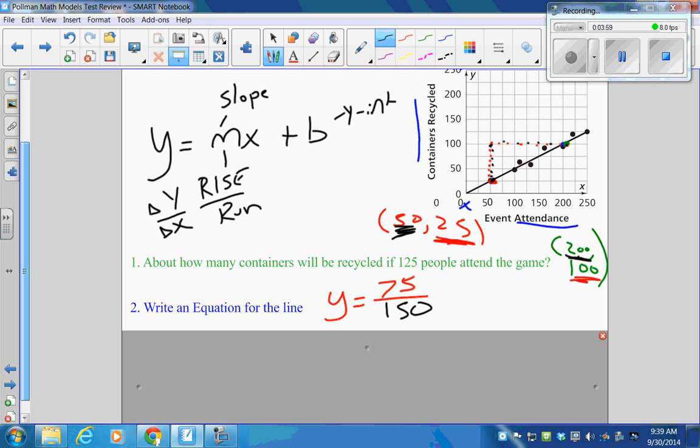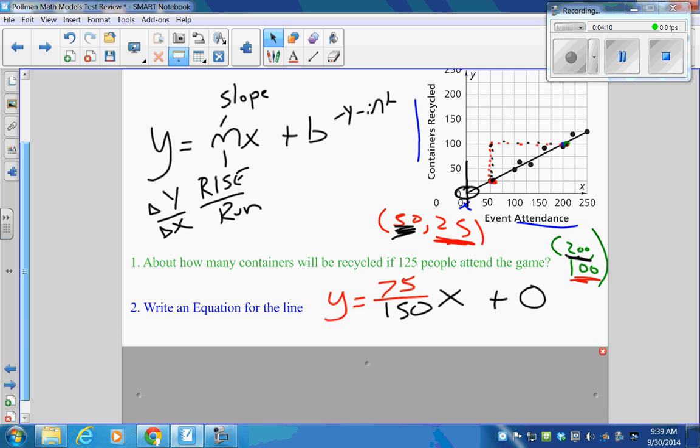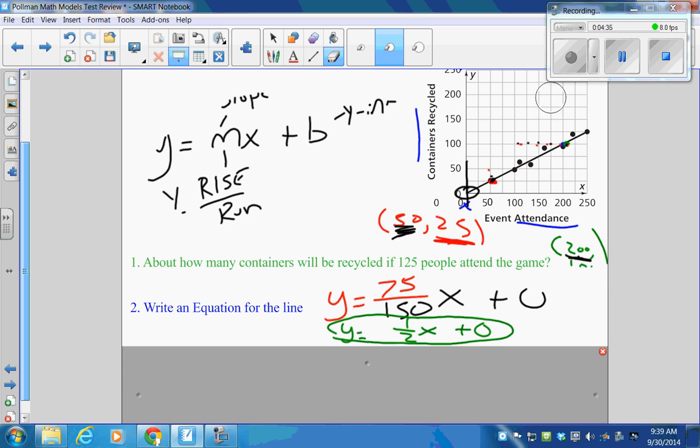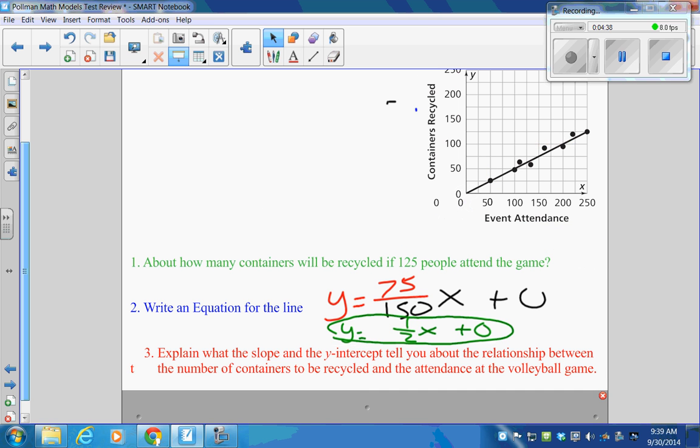So that's my slope. X always goes next to slope, and my y-intercept is right there where it crosses my y, and that is 0. So when I reduce that, my final equation is y equals 75 is 1/2 of 150, so y equals 1/2 x plus 0. That's my final equation. I know I went through that extraordinarily quickly, but you will have a problem exactly like this on the test. So if you don't get this, try rewatching it, or please come see me right away. Okay? Let me erase all this, and let's look at our final problem on this page.